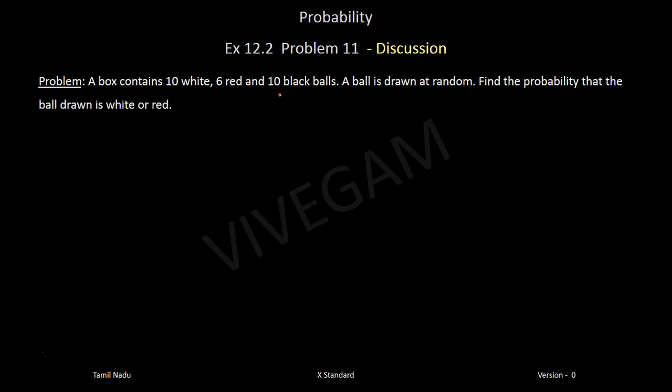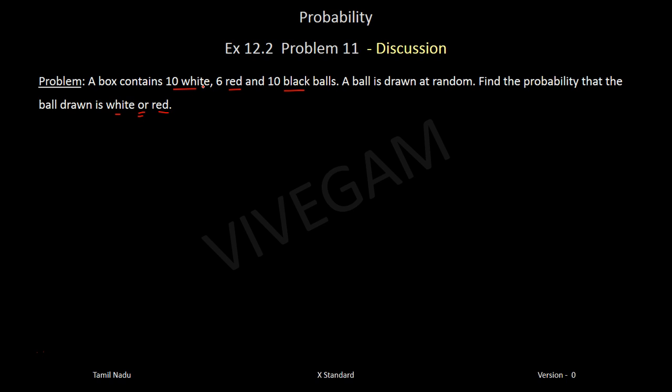A very important point here is that this is a particular case where the events are mutually exclusive. I'll explain that a little later. The box contains 10 white, 6 red and 10 black, so totally 10 plus 6 plus 10, that is 26 balls. A ball is drawn at random. They are asked to find white or red. Or is very important, which means you have to use the addition theorem of probability. I'll explain when it comes.